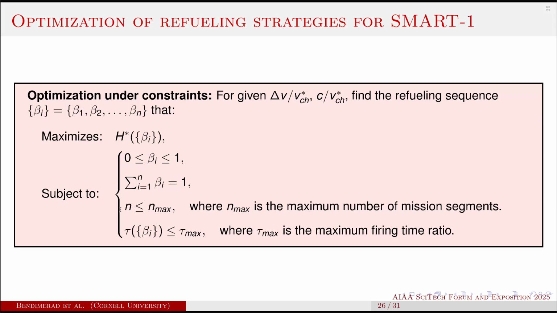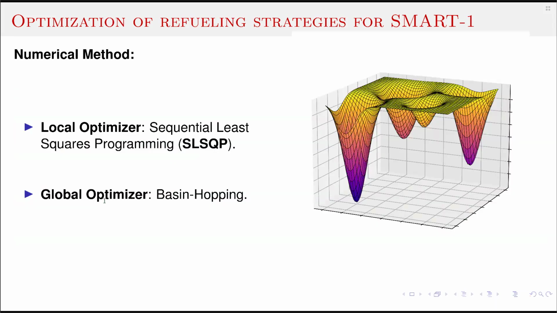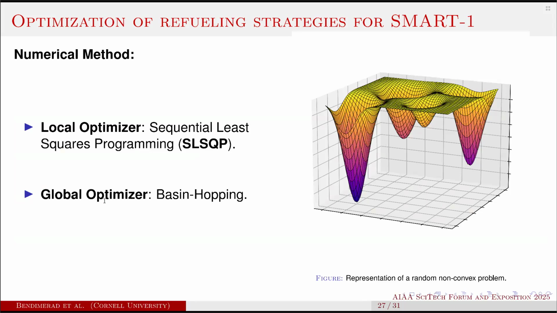And n, the number of mission segments, should be smaller than some n max that we can prescribe. And tau, which is the firing time ratio, should be smaller than some tau max that we can also prescribe. And then we use numerical methods to calculate the optimization of the problem.